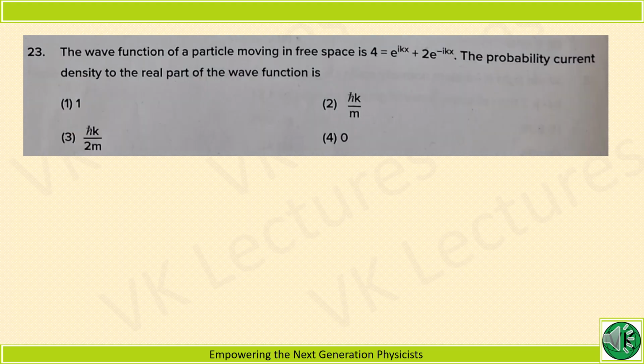The wave function of a particle moving in free space is psi equal to e to the power ikx plus 2 e to the power minus ikx. The probability current density is, the real part of the wave function does not contribute to any probability current density.